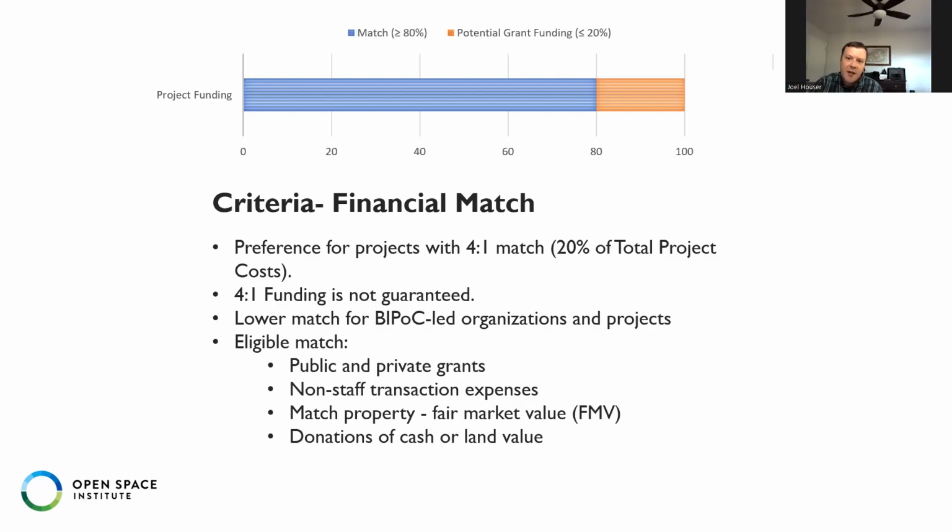For a match property to be eligible for use as match, it must be adjacent to or proximate to the subject property, meet the fund's criteria, be part of a larger plan that includes conservation of the match and subject properties, and close prior to the closing of the subject property, but not more than 2 years before the date of application. We do not allow land restoration and management costs, stewardship endowment contributions, staff time or overhead, or building construction and maintenance to be counted as match.